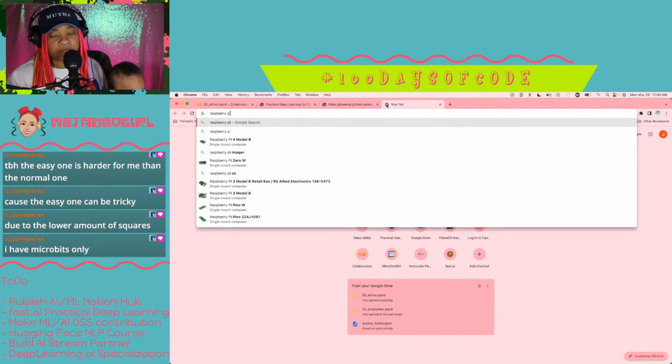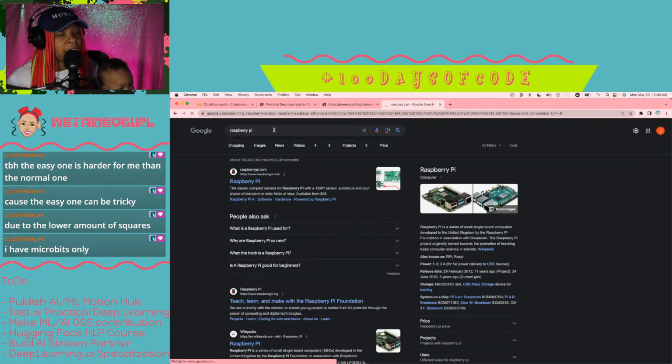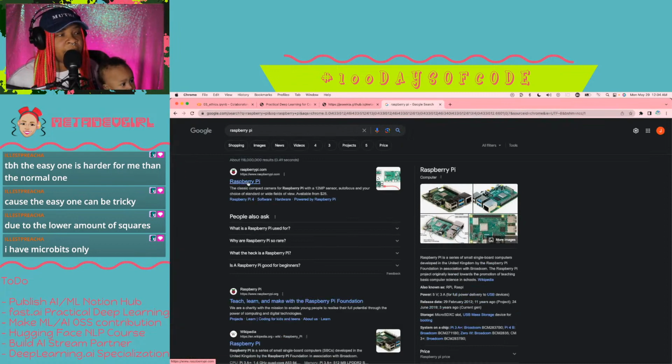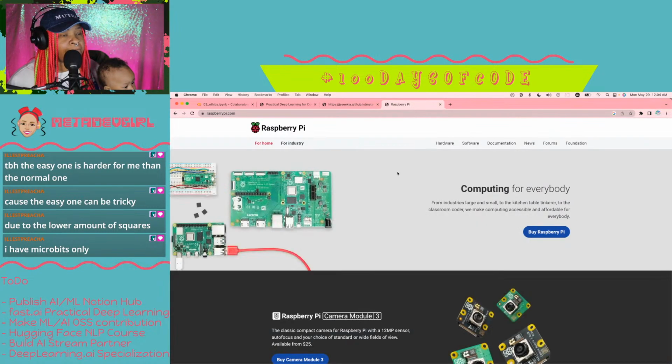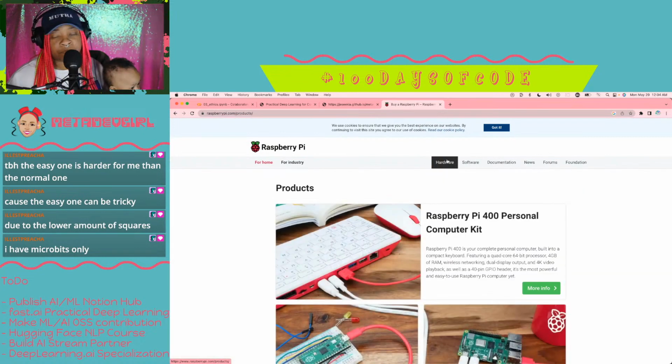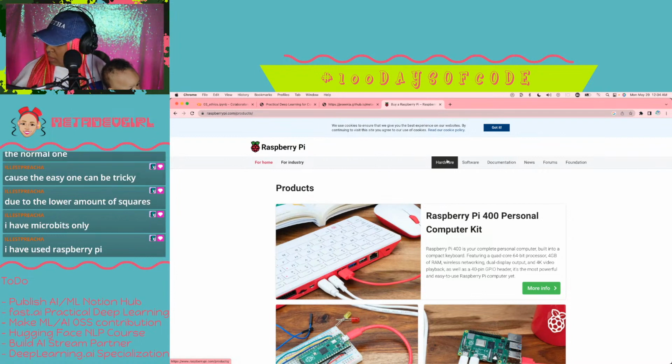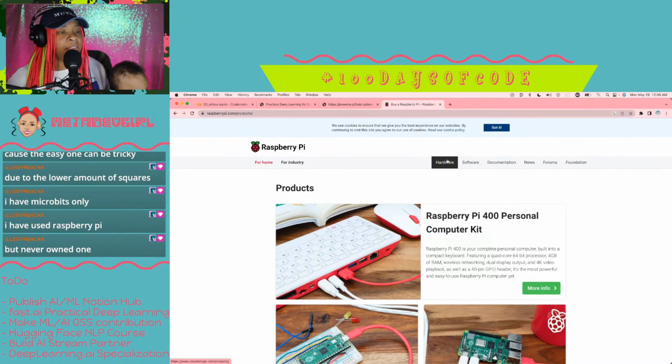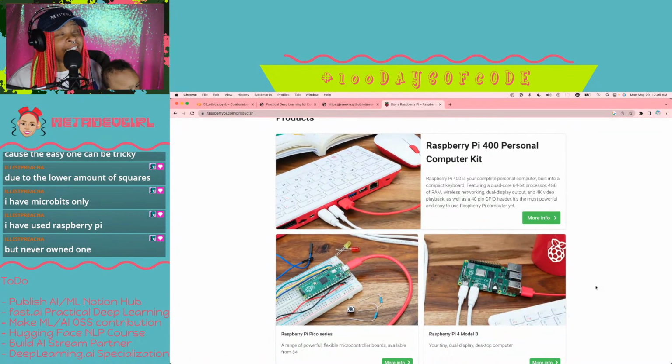Microbits only. So you literally never use a Raspberry Pi, or just right now you only have microbits? I think this is a B. No, yeah, Raspberry Pi 3 Model B Plus. You have used it? Oh, really? I have had a million Raspberry Pis. Oh, actually, technically, I don't know where it is right now.